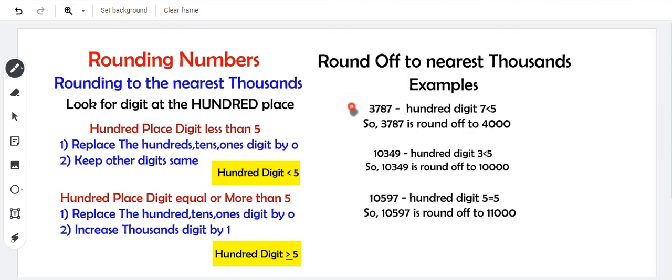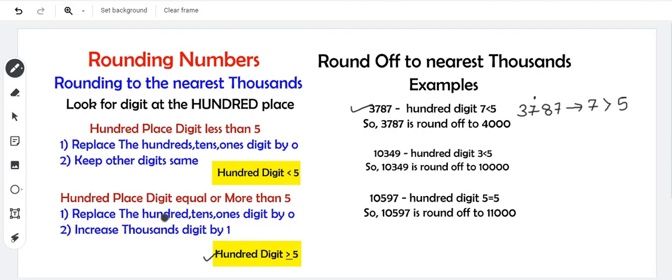The first example is this: 3,787. In this example, we will consider hundreds place. Which place? Hundreds place means 7. So compare this number with 5. 7 is greater than 5. It means it holds the second condition. For the second condition, we have two rules.